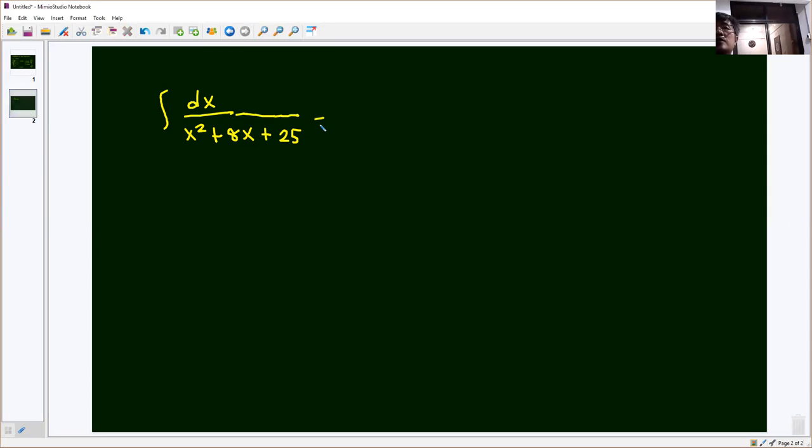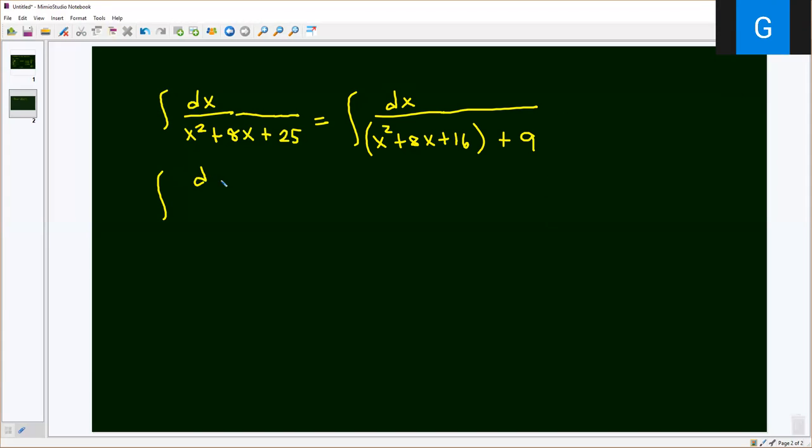make a square out of your denominator first. And kitang-kita naman yun. That's x squared plus 8x plus 16. Right? Ito yung square. And then of course, what will happen? 25 yun. So there must be a plus 9. So this would be dx over this. Now, ito na yung square. X plus 4 squared. And then a plus 9.